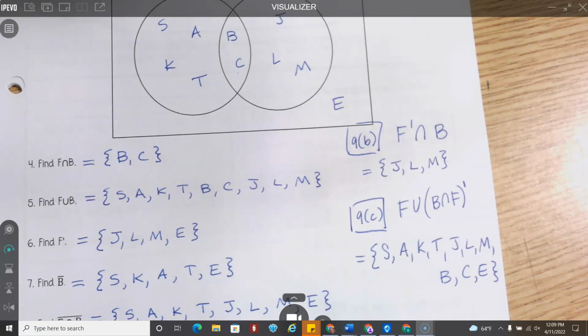Okay? All you have to do for homework is finish the back of this sheet, and tomorrow we'll do some more practice with the Venn diagrams.